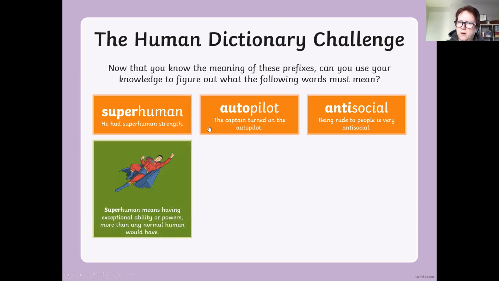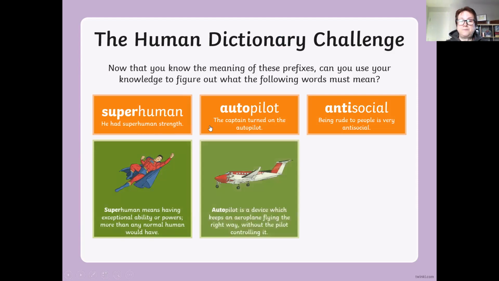What about autopilot? The captain turned on the autopilot. Can we remember what auto meant? Self or own. The autopilot is a device which keeps an aeroplane flying the right way without the pilot actually controlling it. And what about anti?